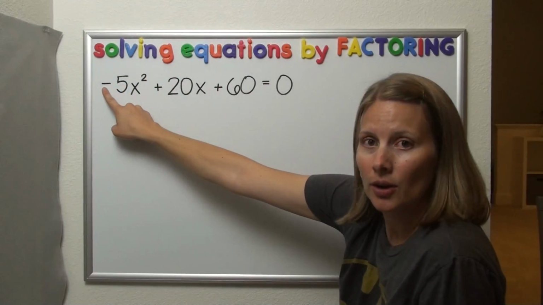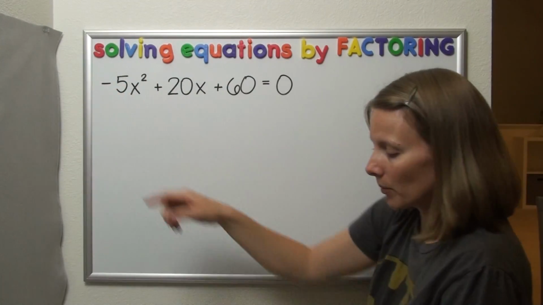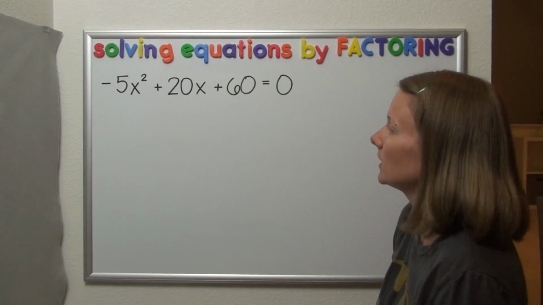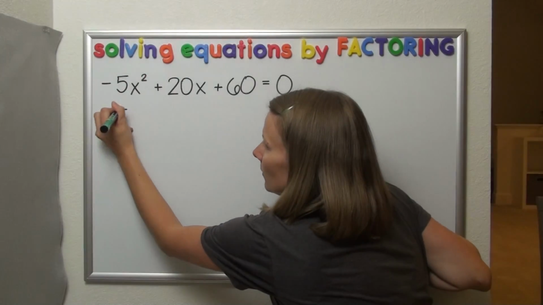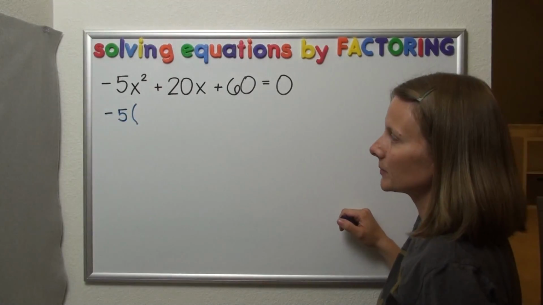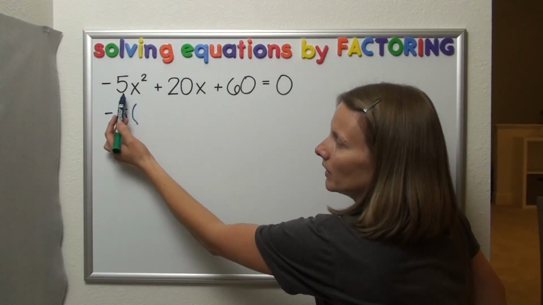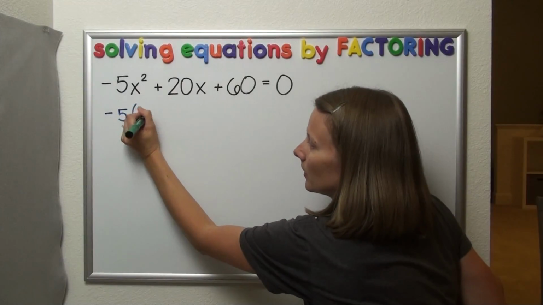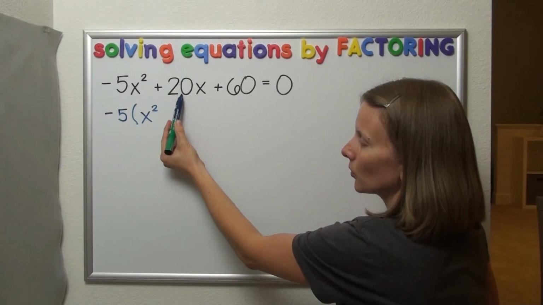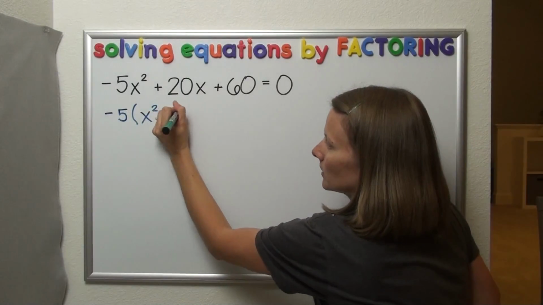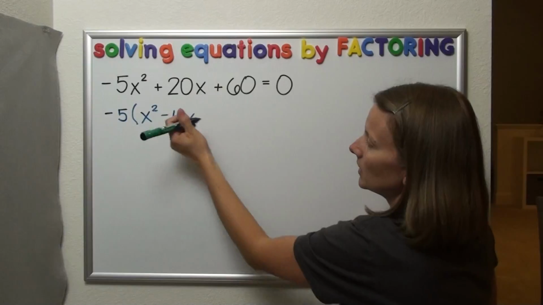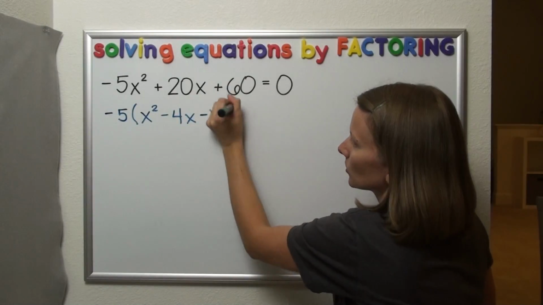More than that, I'm going to note that the very first term has a negative. And so remember our rule that if the first leading term has a negative, we're going to factor out a negative with that GCF. So let's pull out a negative and then 5 for the GCF and see what's left here in parentheses. So negative 5 times what is negative 5x squared? That should be an x squared. Negative 5 times what is 20x? That should be a minus 4x. And negative 5 times what is positive 60? That should be a negative 12.